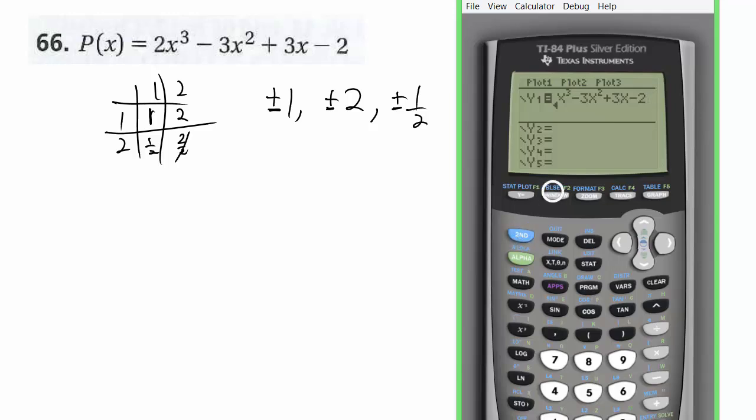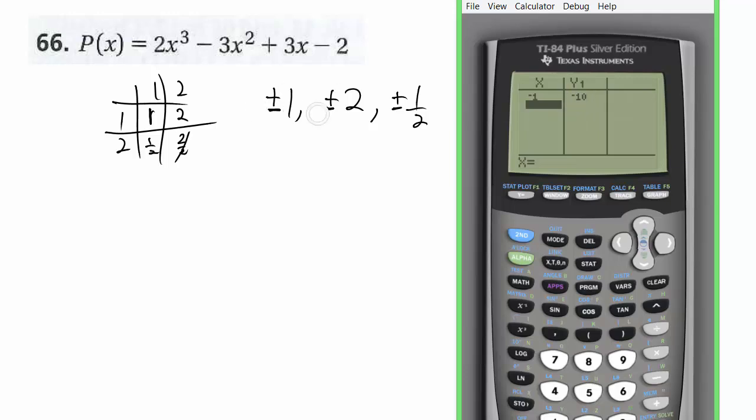Let's go to our second table set. It doesn't matter what the table start is or what the delta table is. Set the independent to ask and the dependent to auto, and that way we can custom enter our own x values. Then we go to second table. Right here, I'm going to clear out all these x values I don't care about. I want to see if this has a 0 at -1.